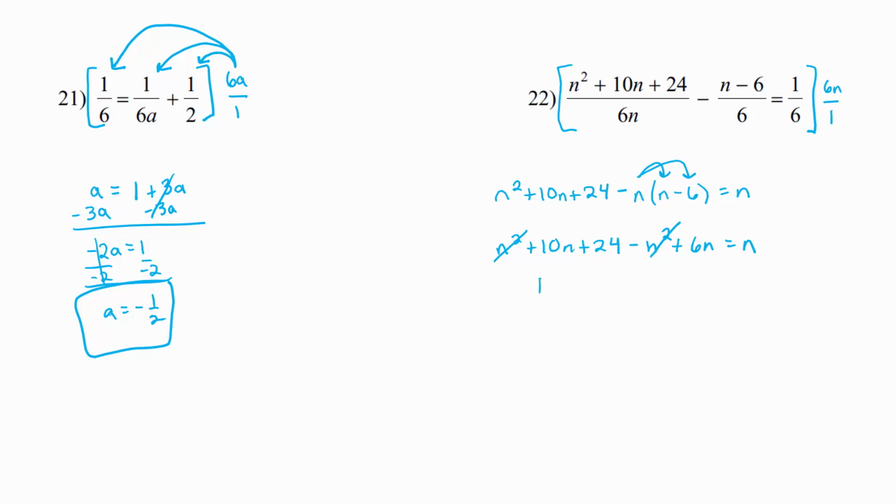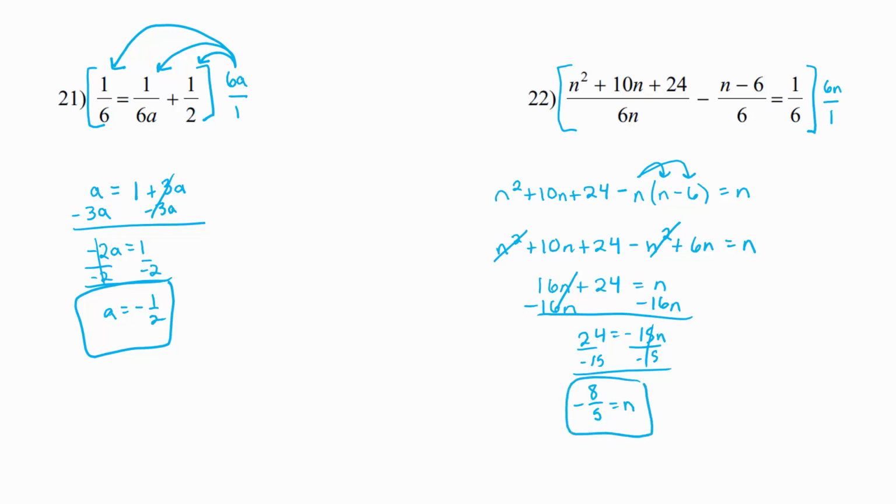10n and 6n together make 16n. And then I'm going to subtract the 16n and get 24 equals negative 15n, and then divide by negative 15, and that simplifies by 3. I feel like I went a little fast there on that last part, so feel free to go back and watch it again and just think about what's happening. I distributed, I added like terms, and then I solved for n by getting the n by itself.